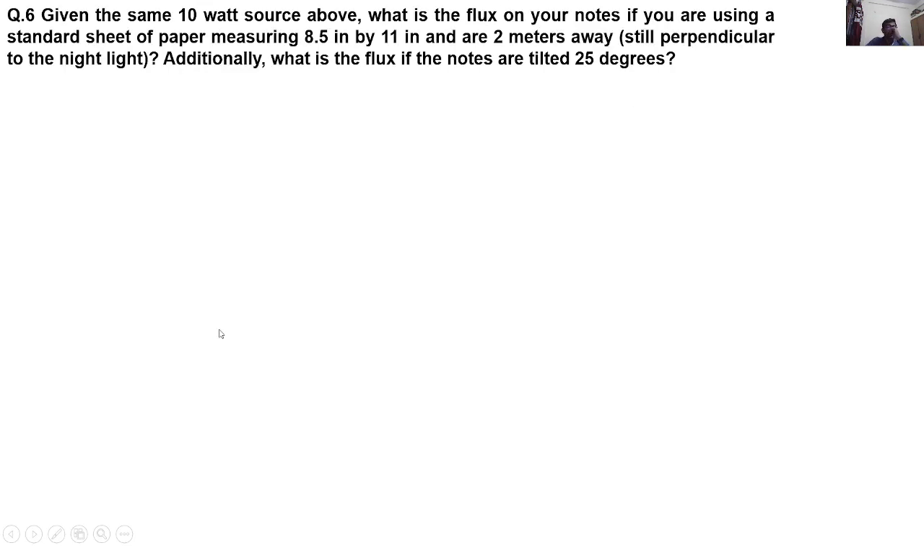Now next question, which is in continuation to the previous question. Given the same 10 watt source above, what is the flux on your notes if you are using a standard sheet of paper measuring 8.5 inch by 11 inch and are 2 meters away, still perpendicular to the night light? Additionally, what is the flux if the notes are tilted 25 degrees? So first of all, we need to change the area in the first part, and in the second one the orientation is also changed. So we need to do these two modifications to the previous question.